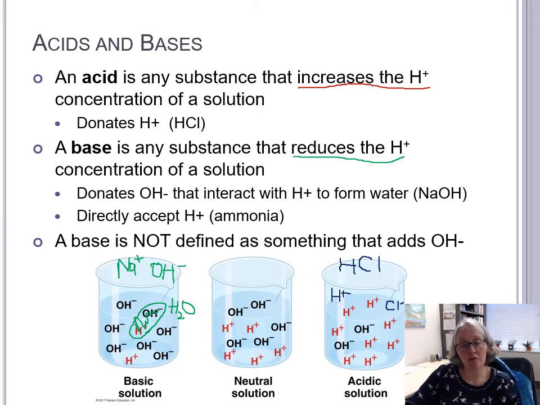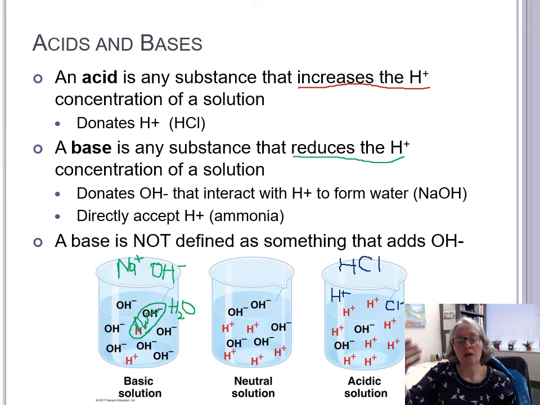Please be really careful when you talk to me about what a base does. Do not tell me that a base adds OHs to things. That's not the way to think about it. What is our base doing? It's reducing the hydrogen ion concentration. Here's why it's really important to think about it in this fashion.